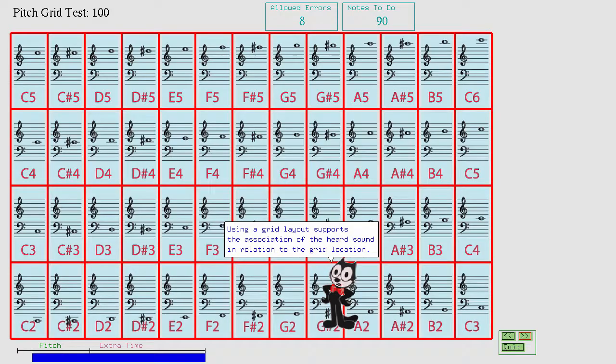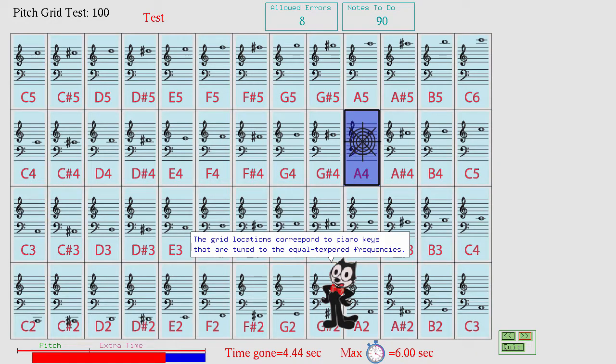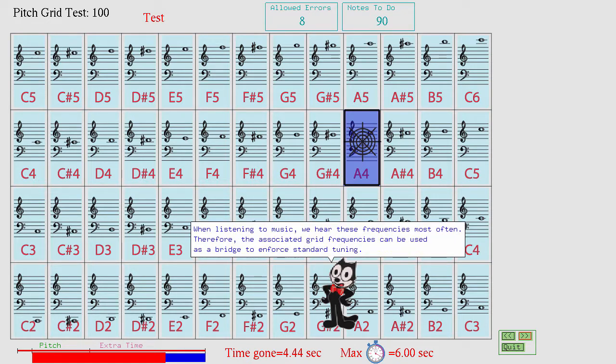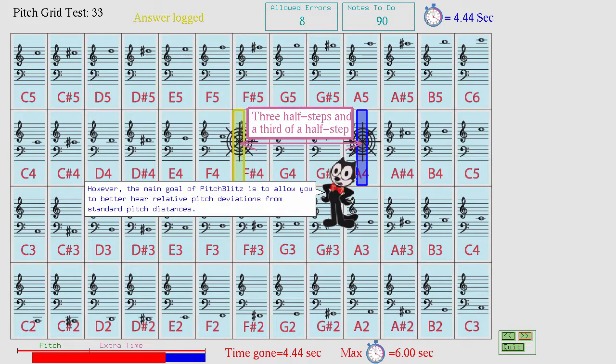Using a grid layout supports the association of the heard sound in relation to the grid location. The grid locations correspond to piano keys that are tuned to the equal tempered frequencies. When listening to music, we hear these frequencies most often. Therefore, the associated grid frequencies can be used as a bridge to enforce standard tuning. However, the main goal of Pitch Blitz is to allow you to better hear relative pitch deviations from standard pitch distances.